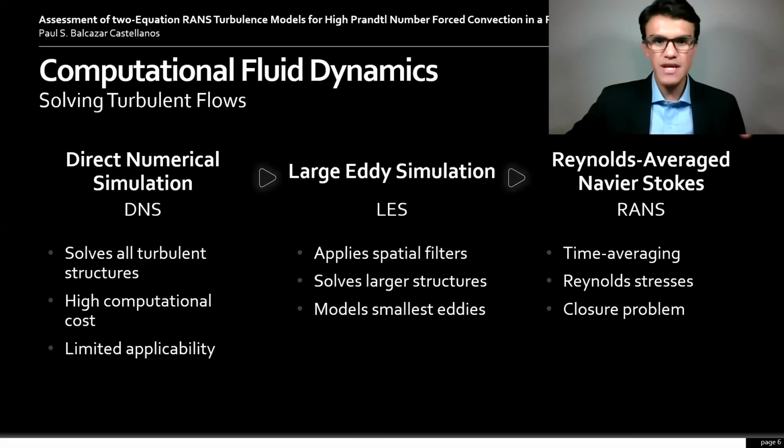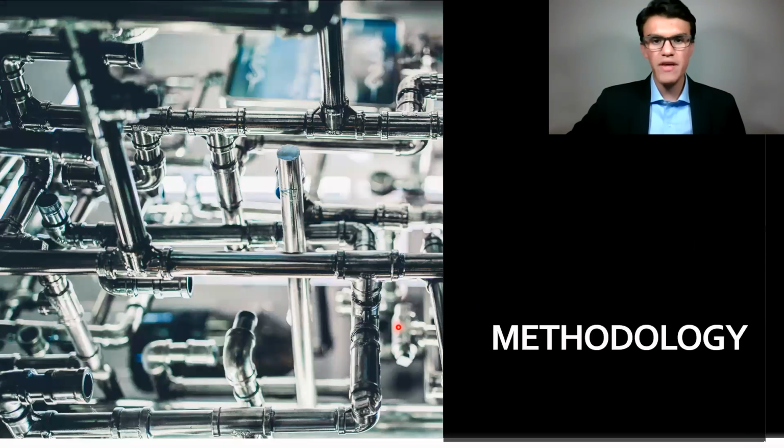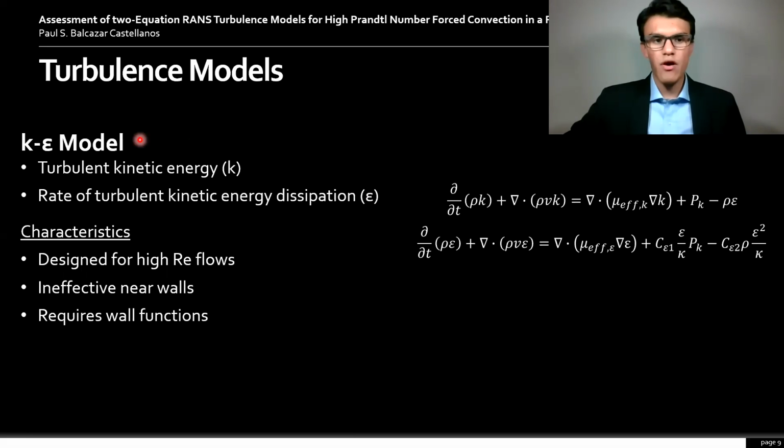This leads to the objective of this investigation, which is to evaluate the performance of RANS turbulence models for high Prandtl number pipe convection. Specifically, two turbulence models are used, the K-epsilon model with enhanced wall treatment and the K-omega shear stress transport, or SST. The flow conditions are the following, with three Prandtl numbers, 6.7, 18.7, and 24, and a range of Reynolds number from 7,000 to 85,000.